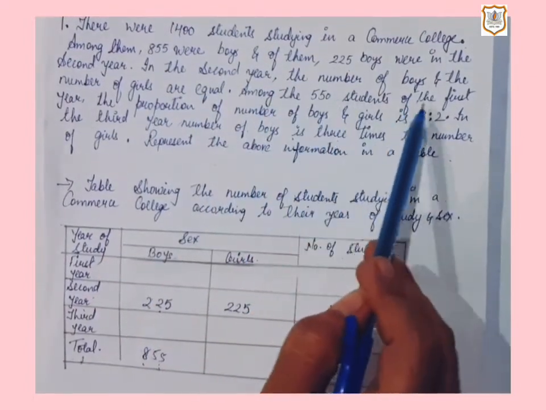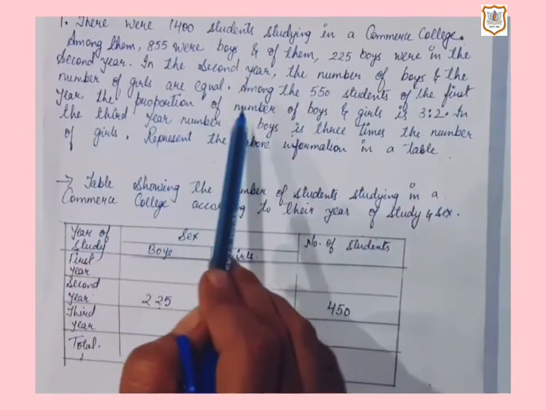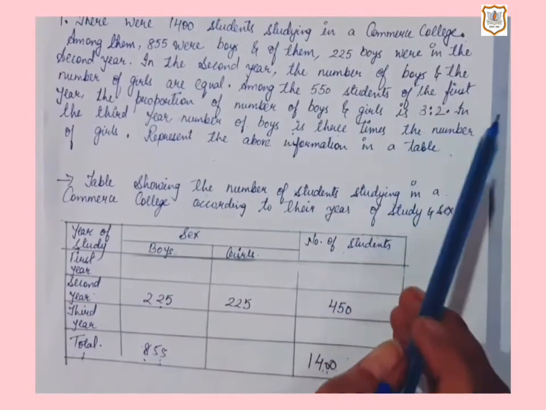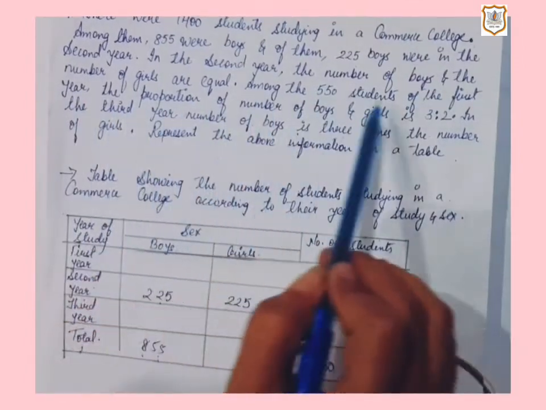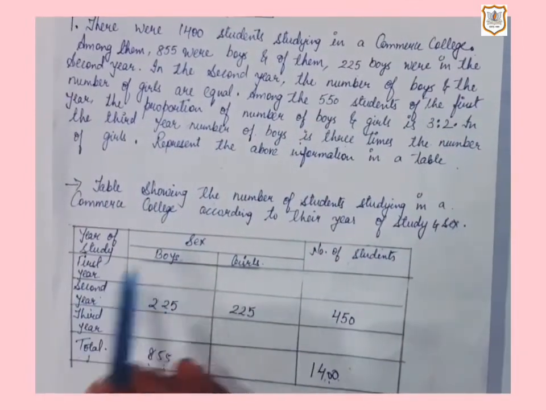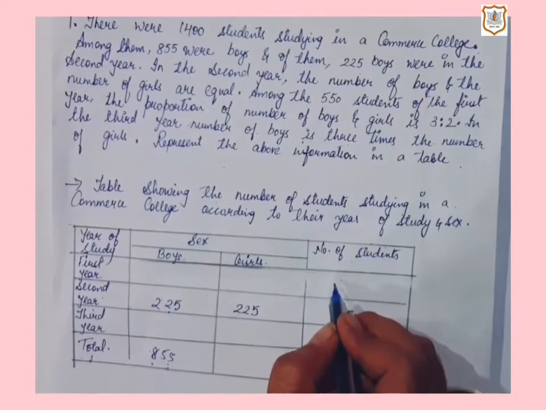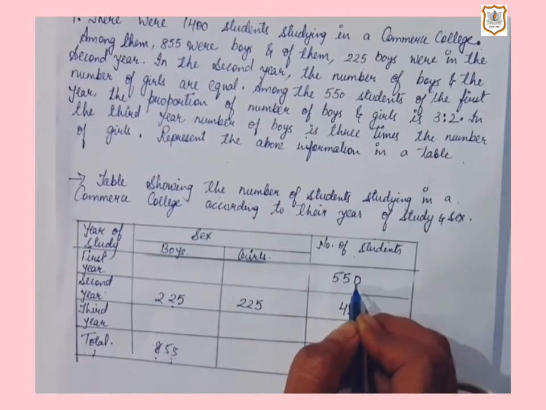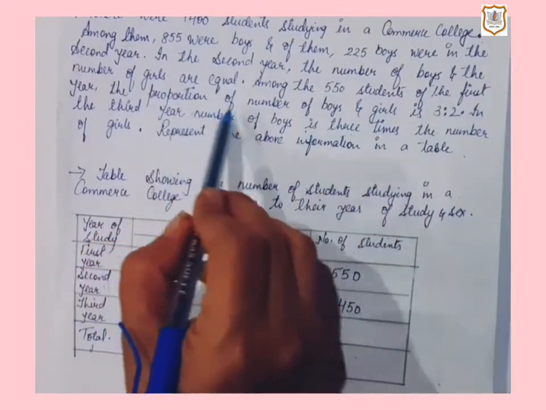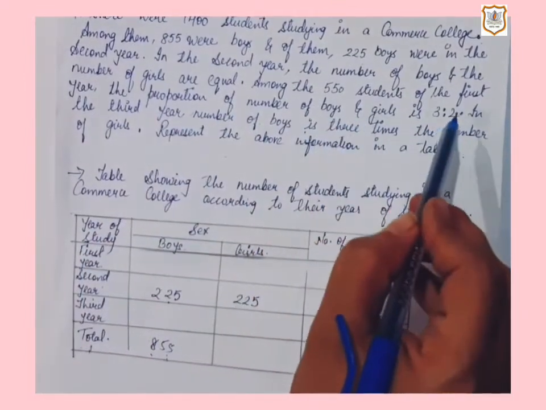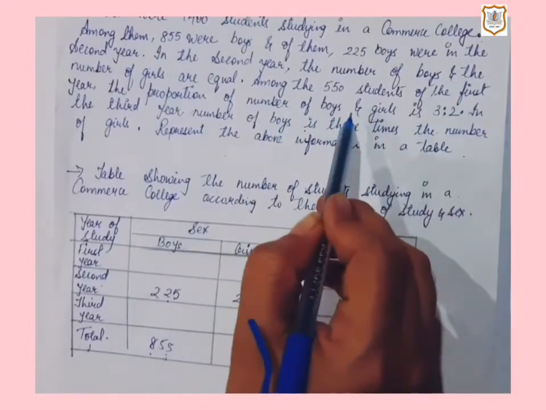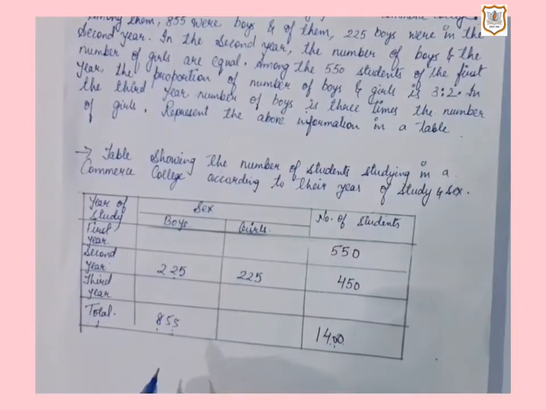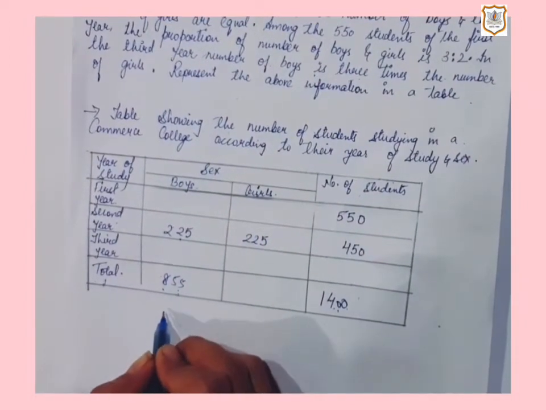Among the 550 students of the first year, the proportion of the number of boys and girls is 3:2. Now 550 students of the first year. So this is first year, this is number of students. Total number of students in first year is 550. So I will note down here. The proportion of number of boys and girls is 3:2. Now the proportion is mentioned in the question that boys and girls proportion is 3:2. So we are going to find the number of boys and girls.